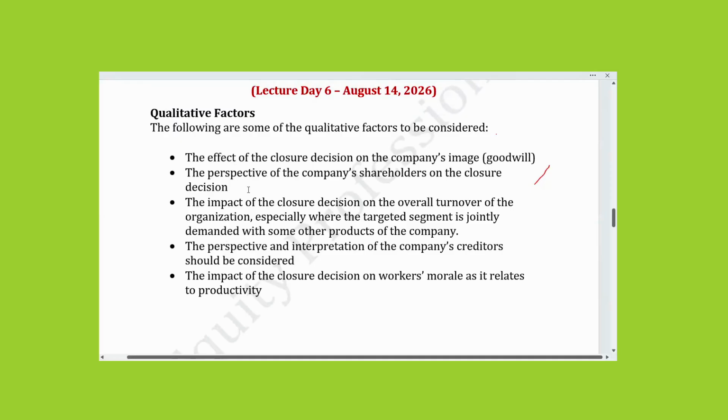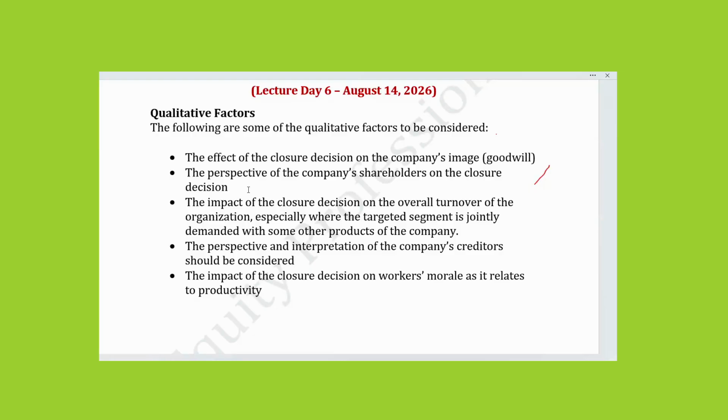All right. Now, one more important thing you need to understand is that as far as deleting of a segment, as far as short-term decision is concerned, whatever you are going to do, whether the examiner asks you or not, as you have done your calculation, you also need to do your side-by-side, you also need to do your qualitative factors. Whether the examiner asks you or not, you have to do that.